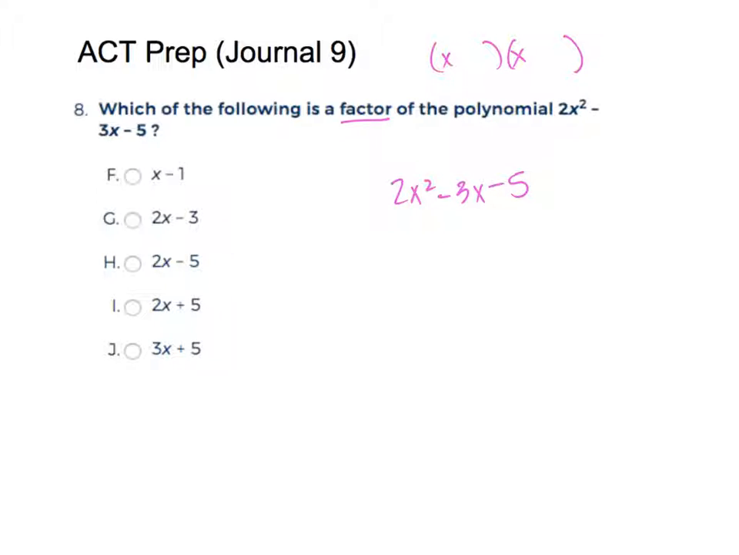The thing about this is, we could try to factor it, but there is a 2 in front of the x squared. One of the things we learned to help us out here is called slide and divide. So when we slide and divide, we take the 2, the number in front of the x squared, and multiply it by the number at the end, that negative 5.